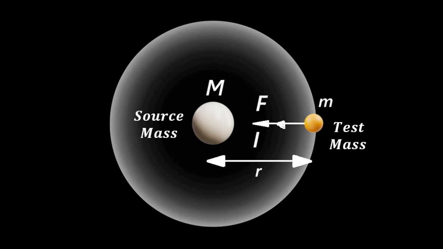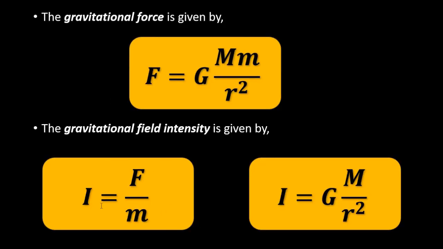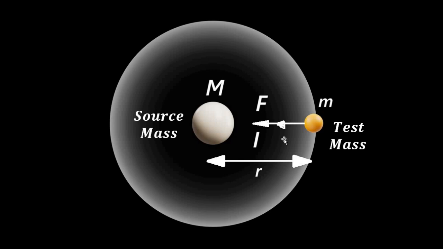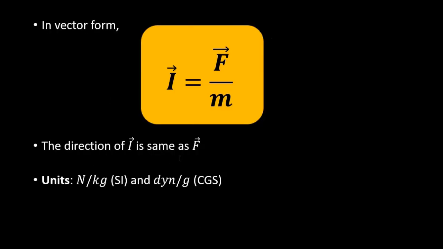Why? Because this is F by m. So this division by m reduces it from the gravitational force. It is lesser than the gravitational force. So this is the gravitational intensity: same direction but lesser magnitude. The vector length is less. So the direction of I and F are the same, but magnitude wise it is less than F.